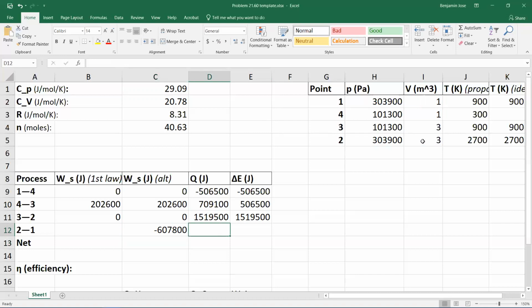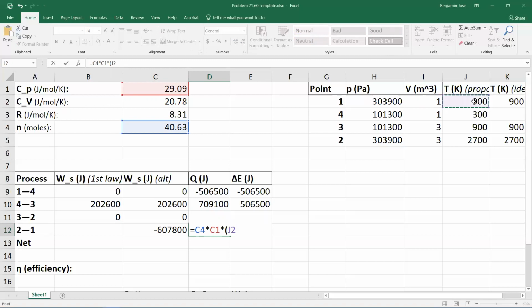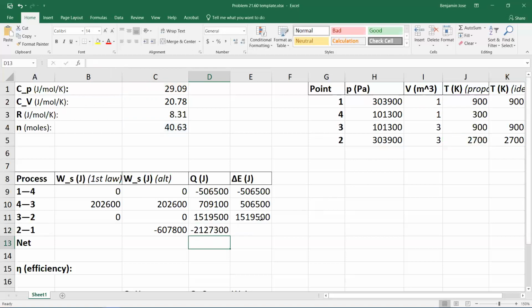Because it's a constant pressure process, we can use the constant pressure molar heat capacity to find the required heat. Number of moles times Cp times final minus initial temperature. Final temperature is the T1 temperature. That's the 900 Kelvin isotherm. Minus the initial temperature, which is the temperature at state 2. That's the 2700. Okay, a lot of heat flowed out of the gas during that last isobaric process.